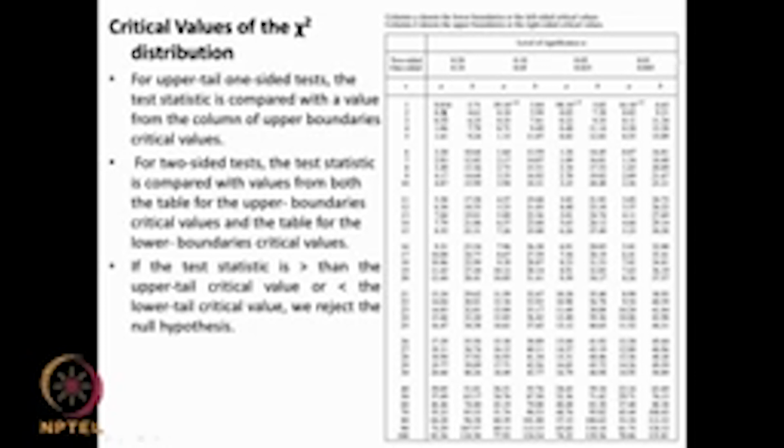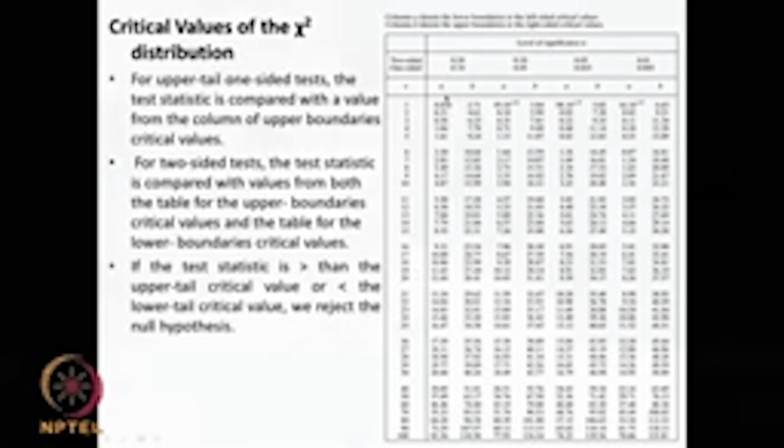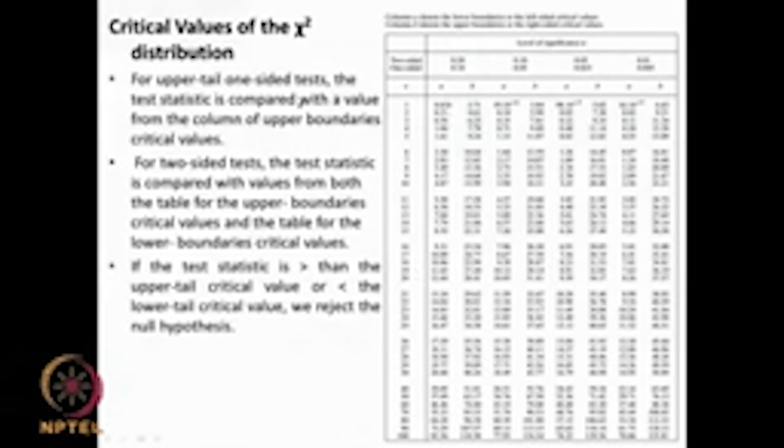So, for different degrees of freedom, you will have two columns here. This A is the lower boundary, the left hand side critical value, B is the upper boundary, the right hand side, and that one is the upper bound. So, you see there is a lot of difference in the magnitude. Why is that? That is because of the shape of the curve.